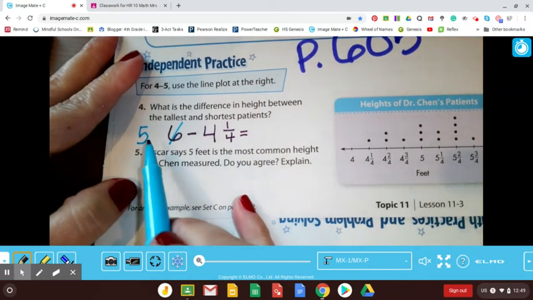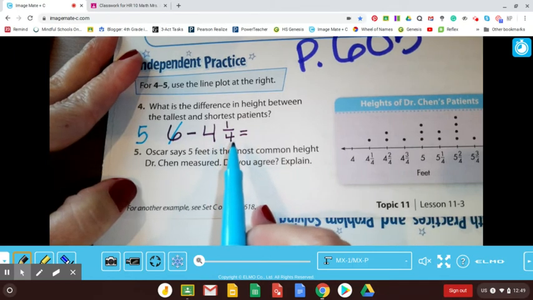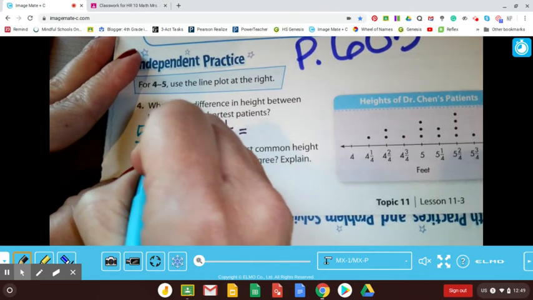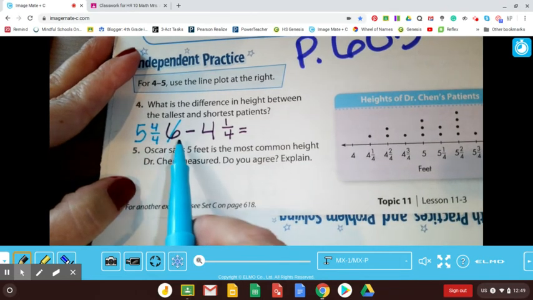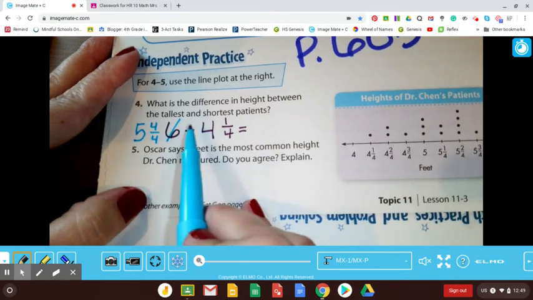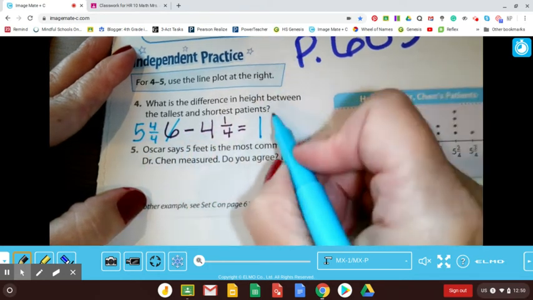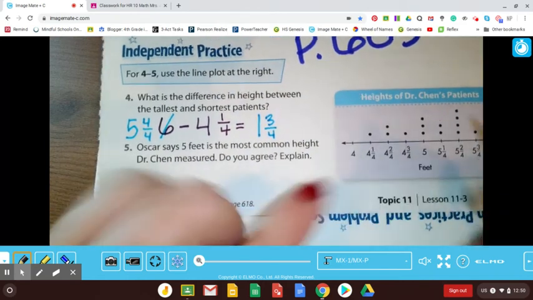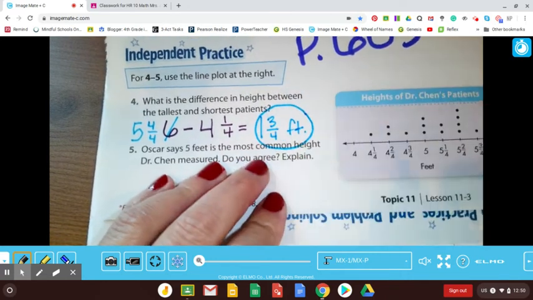All right. So I'm pulling out one whole, but I'm going to think about that as 4/4. Why 4/4? Because fourths is my denominator. So I'm going to put it back in as a fraction, 4/4. Isn't 5 4/4 the same thing as 6? Yeah, right? So now I can subtract my wholes. 5 minus 4 is 1. And now I can do my numerators. 4 minus 1 is 3. And I keep my same denominator. My label should be feet. And bam, there is my answer. And I'm going to circle it.